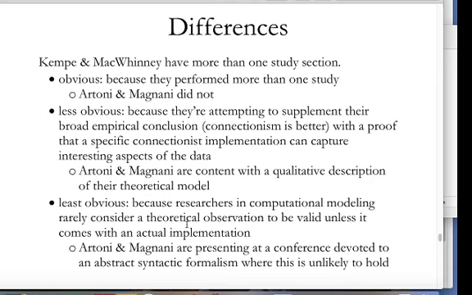Why are the papers structured this way? Because researchers in computational modeling rarely consider a theoretical observation to be valid unless it comes with an actual computer implementation. If you're going to tell me that your Q-validity framework does better at predicting the data we've observed than some other framework, you better code the two of them as computer programs and show me that one of them does better. Otherwise, I don't believe your observations.